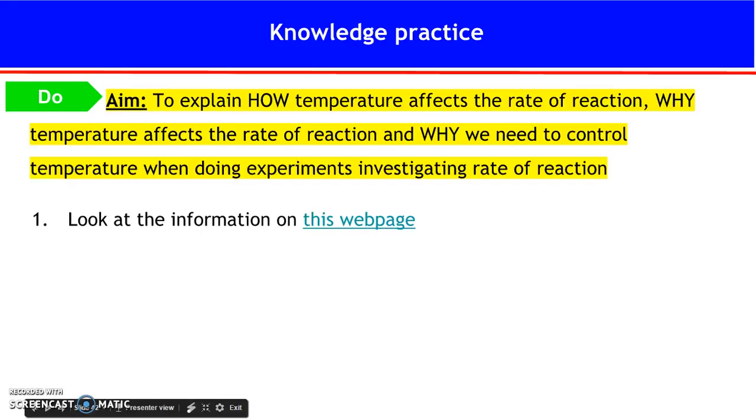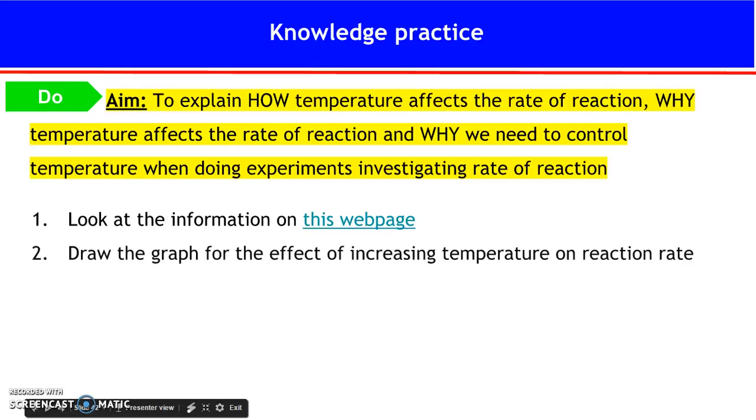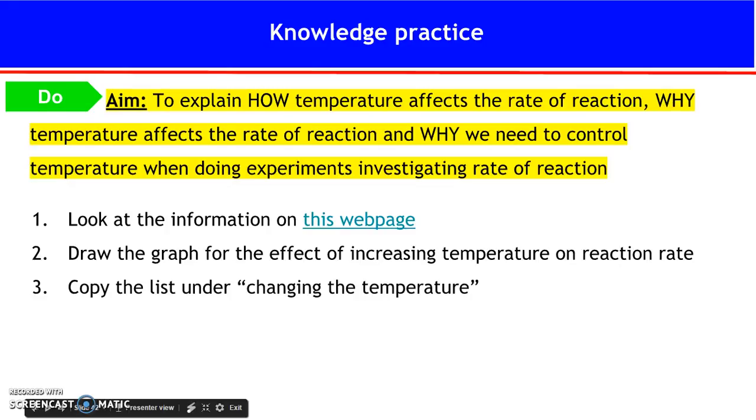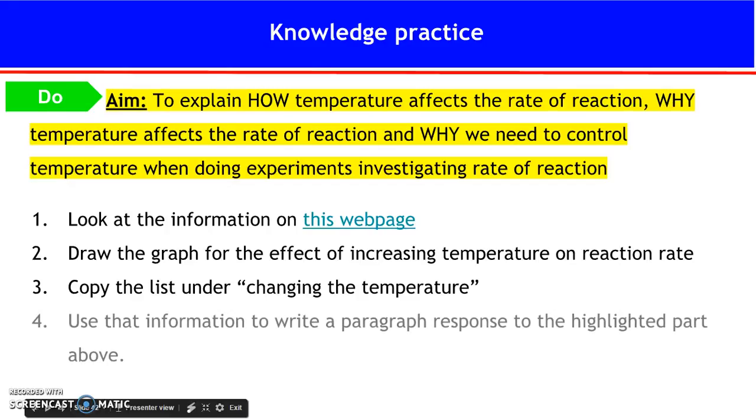So what you're going to do first of all is look at the information on this web page, which I'll go to in a second. Then you will draw the graph for the effect of increasing temperature on reaction rate into your notes, or if you're using a computer you could copy and paste it into your digital workbook or onto a new slide in the drag and drop notes. Then you will copy the list under changing the temperature again into your notes or on a new slide in your drag and drop notes. And then you will use the information to write a paragraph response to the part that is highlighted at the top of this slide.